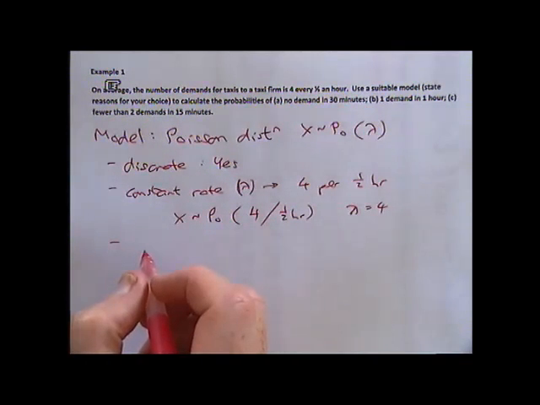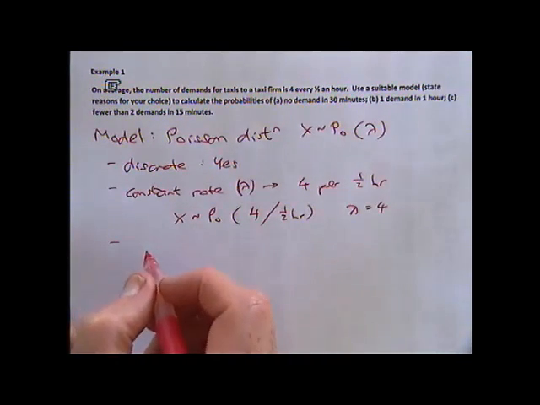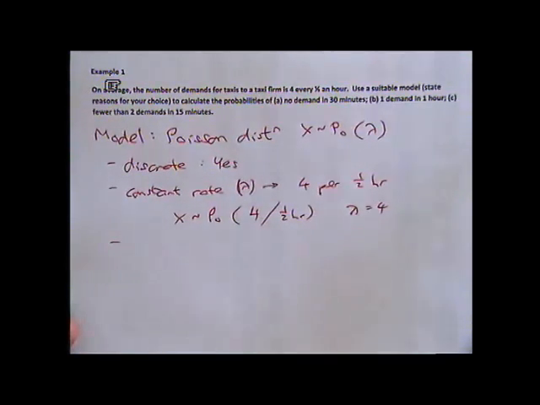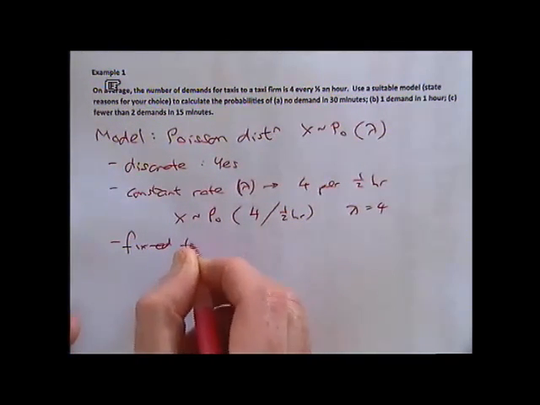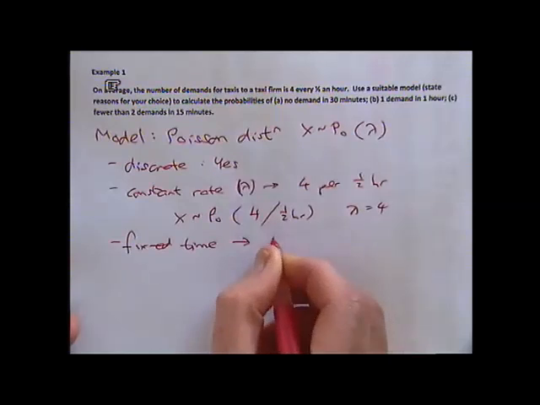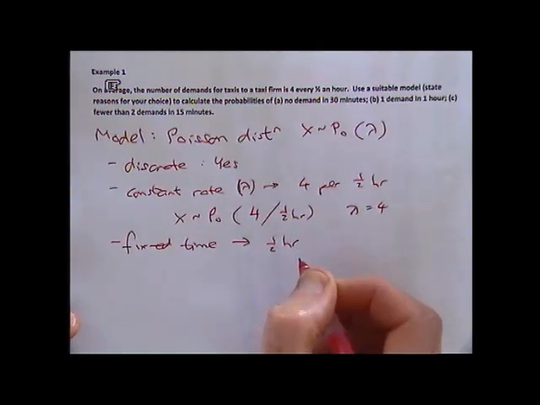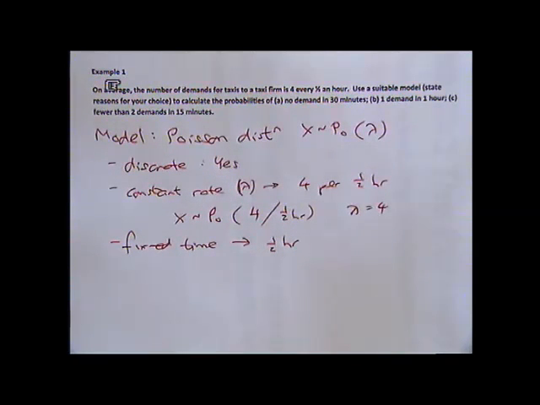There is no fixed number of trials. Technically that's not really a condition, it's something it isn't, which I just put in to compare it with the binomial. Fixed time period: our fixed time period is that half an hour that we are mentioning. Okay, so it does meet all of the conditions.